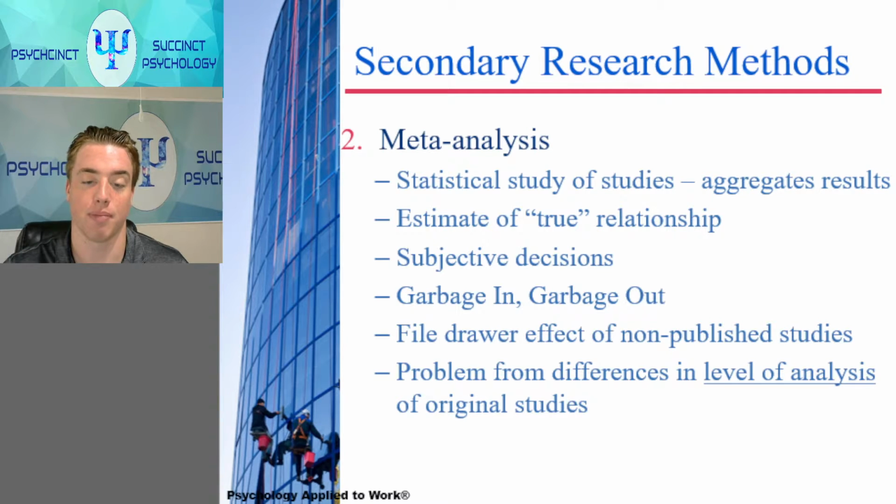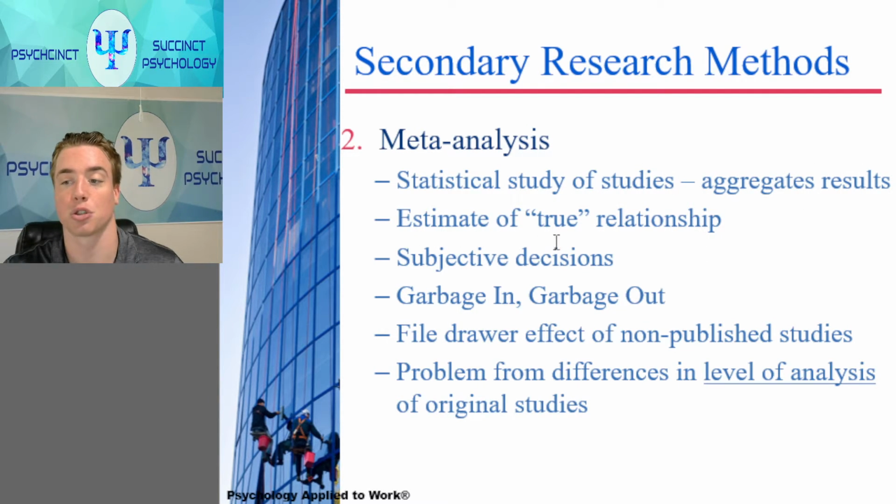Going on, we have meta-analysis. So meta-analysis is a quantitative secondary research method for summarizing and integrating the findings from original empirical research studies. It's combining findings from other studies into a single conclusion. So you have the statistical study of studies, aggregate results.